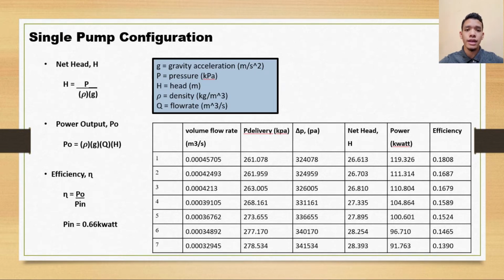The formula to calculate the net head is H equal to P over rho g, which is pressure divided by density times gravity acceleration. The formula to calculate the power output is rho g Q H, which is density times gravity acceleration times flow rate times head. For efficiency, the formula is P output divided by P in, where P in is 0.66 kilowatt. And finally, we can get the overall result for the single pump configuration.